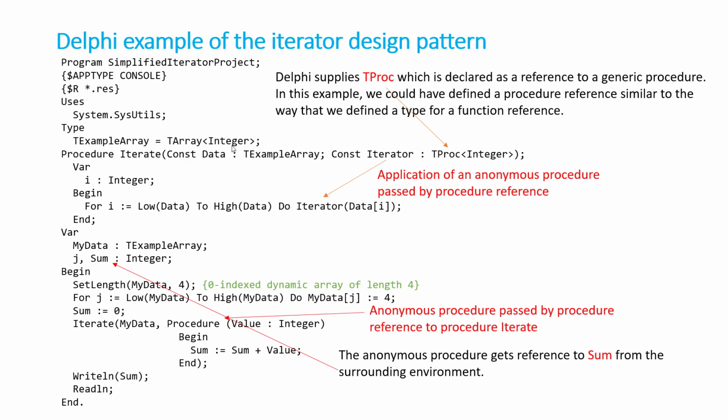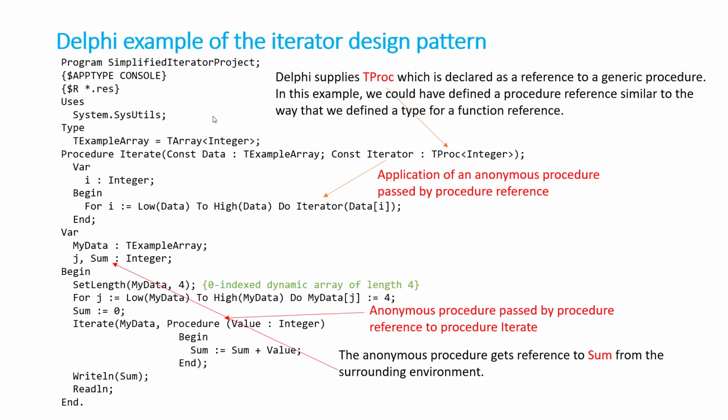To illustrate an anonymous procedure, I have chosen a simple Delphi example which is based on the iterator design pattern. This example program makes use of a dynamic array. A dynamic array is an array which has dimensions that are set dynamically, i.e. at runtime, by calling the SetLength standard procedure. Dynamic arrays are allocated memory from the heap.